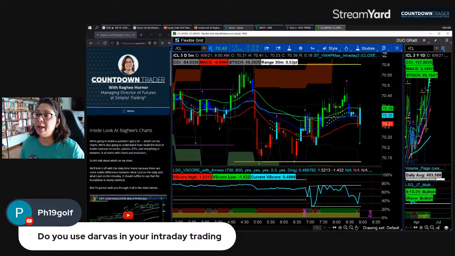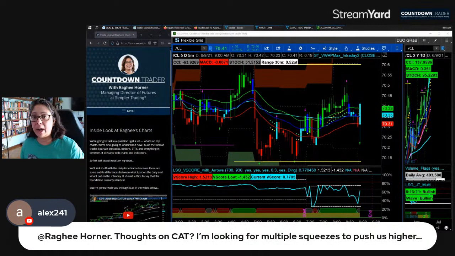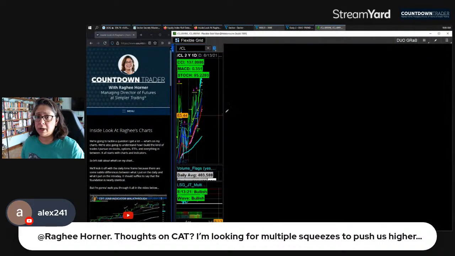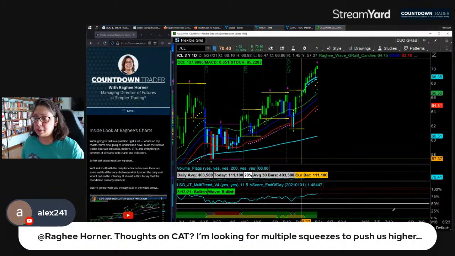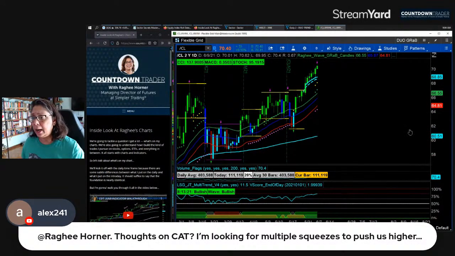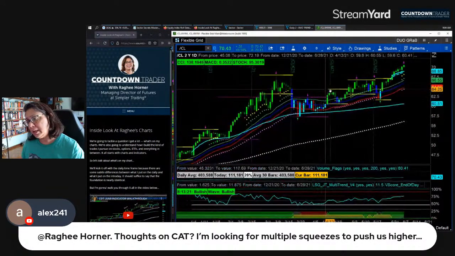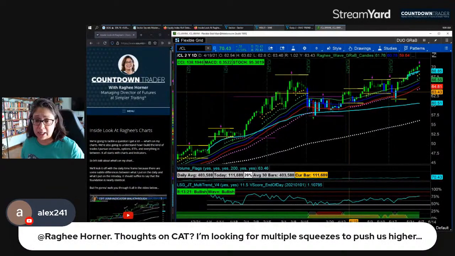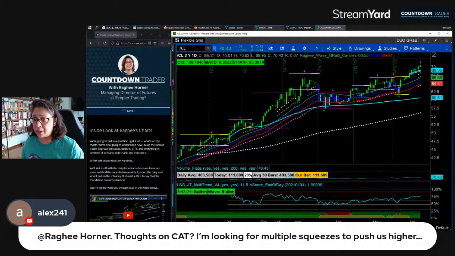All right, moving on. Hey there, Alex, any thoughts on Caterpillar? Sure. So let's open up the chart on CAT. All right, so the question, I'm looking at multiple squeezes. Look, the squeeze is the flagship indicator of Simpler, and that's great.